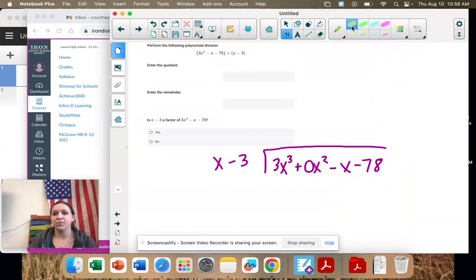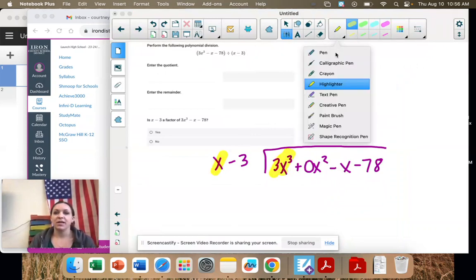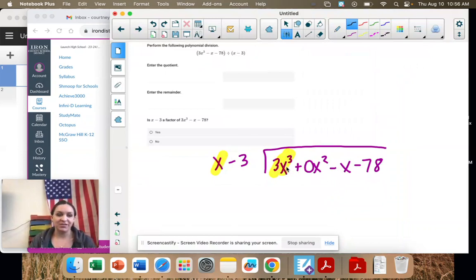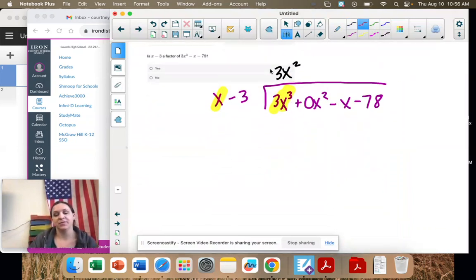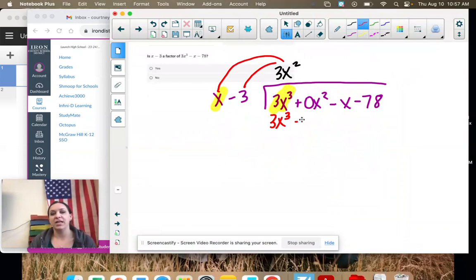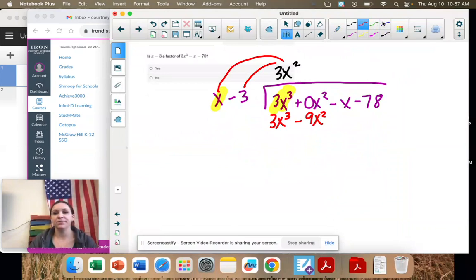Okay, let's go. When we start, we always focus on just the first two terms. So x times what gives me 3x cubed? We need a 3, and then we're taking out an x, so it's x squared. And we're going to multiply. So 3x squared times x gives us 3x cubed. That's what we want. Those have to match. And then 3x squared times negative 3 is negative 9x squared.